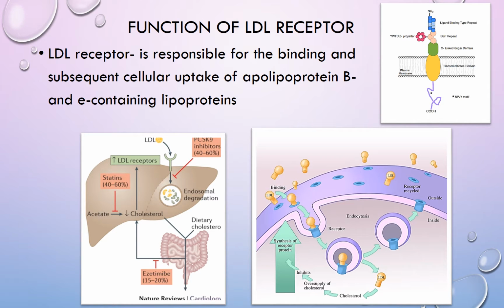The last part of the presentation is the LDL receptor. The LDL receptors are present in the liver cells and are responsible for the binding and subsequent cellular uptake of apolipoprotein B and E containing lipoprotein. The diagram here shows the LDL receptor. The LDL receptor is important to regulate the concentration of cholesterol in the cell. Once the LDL binds to the LDL receptor, the cholesterol will be released and accumulate in the liver cell.